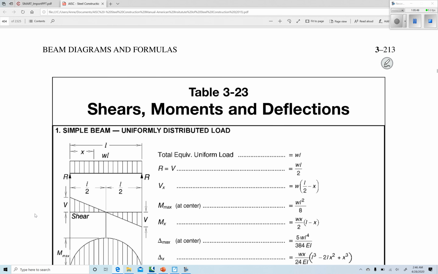My maximum shear occurs at my supports, WL/2. You should be able to see it right here, WL/2, on page 3-208.